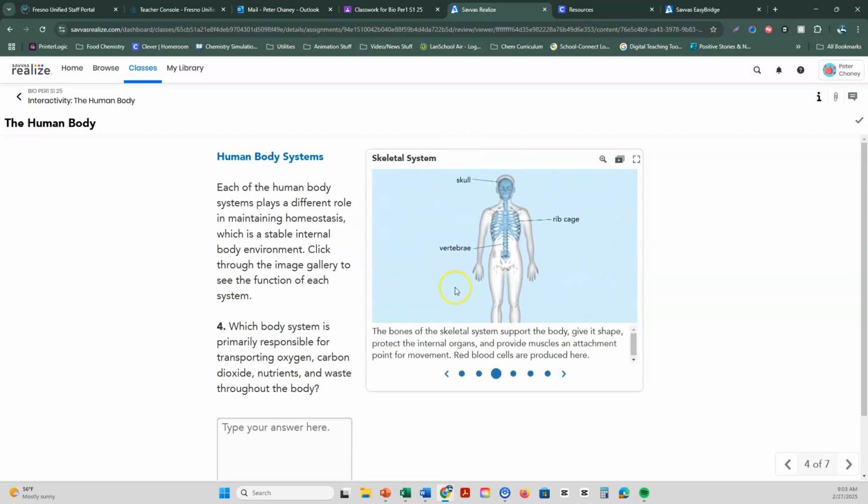Okay, and then we have the skeletal system made up of the skull, the rib cage, the vertebrae, and other bones. The bones of the skeletal system support the body, give it shape, protect the internal organs, and provide muscles an attachment point for movement. Red blood cells are produced here as well.